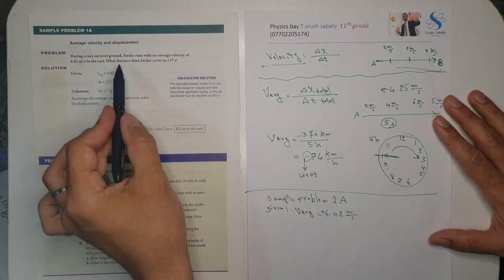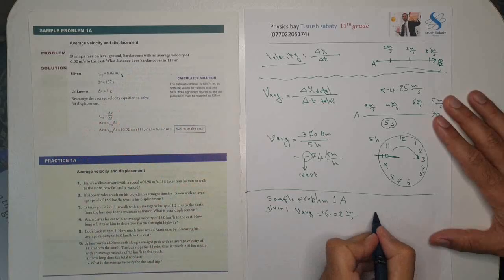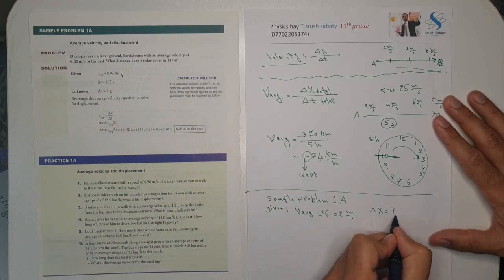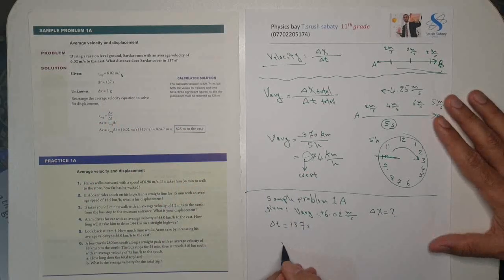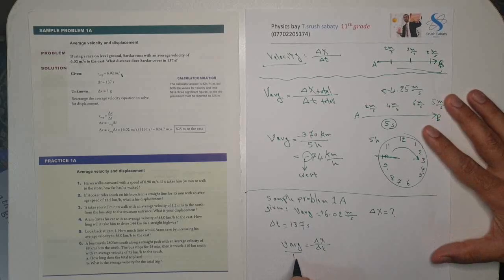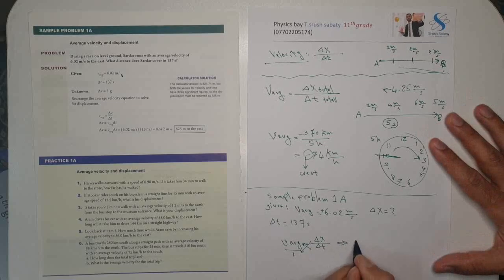What distance does he cover? Our distance, the displacement, is delta x, unknown. Delta t is 137 seconds. And V average, the average, is equal to delta x divided by delta t. So you can cross it. From here, delta x is equal to V average multiplied by delta t.